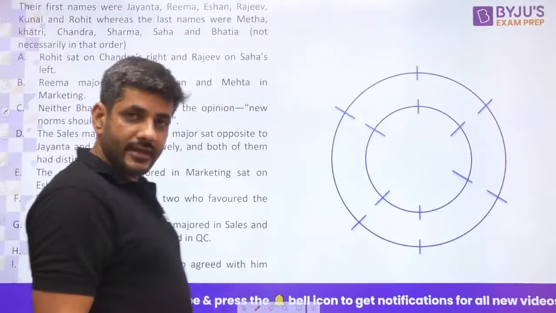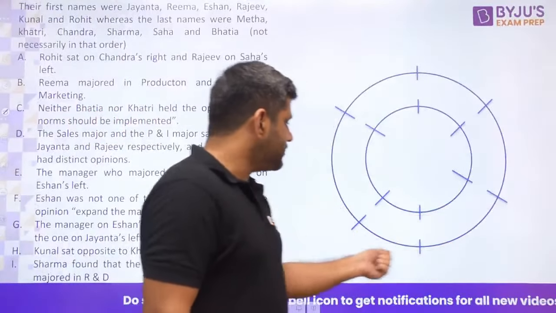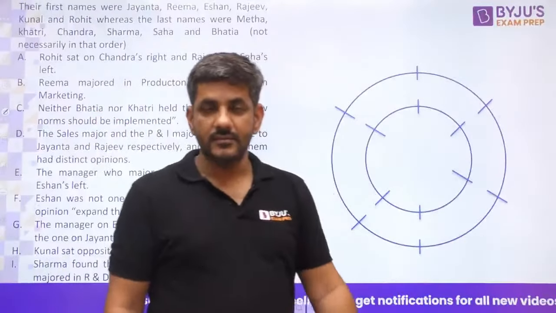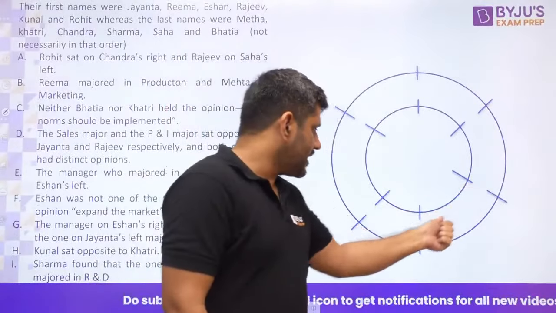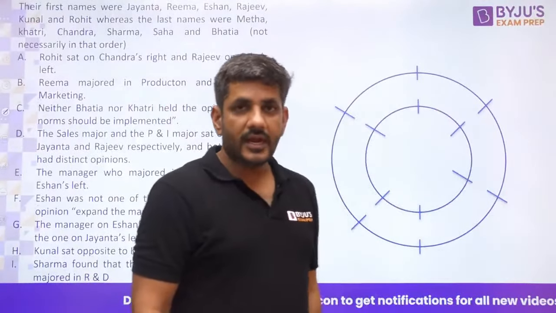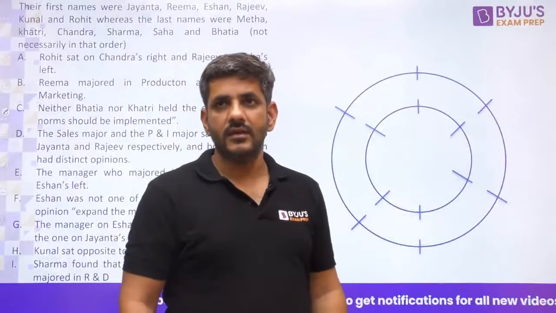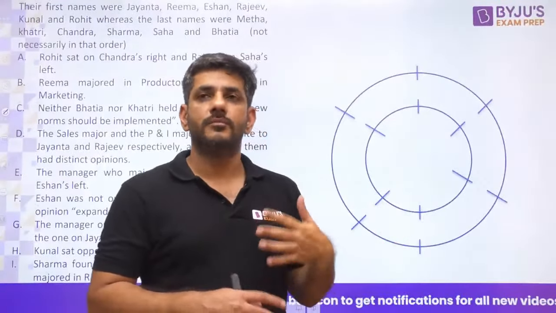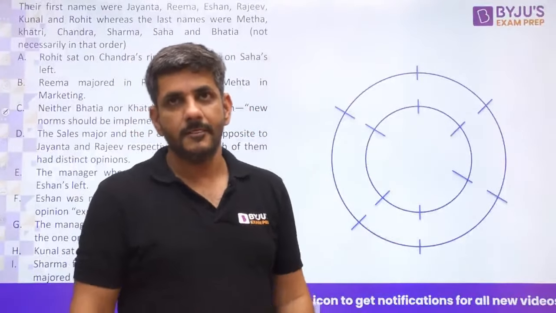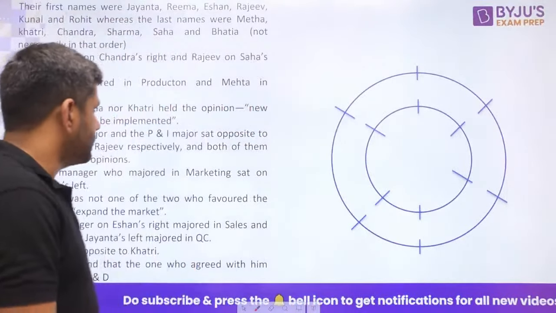So I'm repeating again that I would be writing the names in the outermost circle. I would be writing the surnames in the middle portion. And I would be writing what did they major in the innermost circle. So that way probably the job would be easy for us to make it. Okay, this is from where I am starting now.